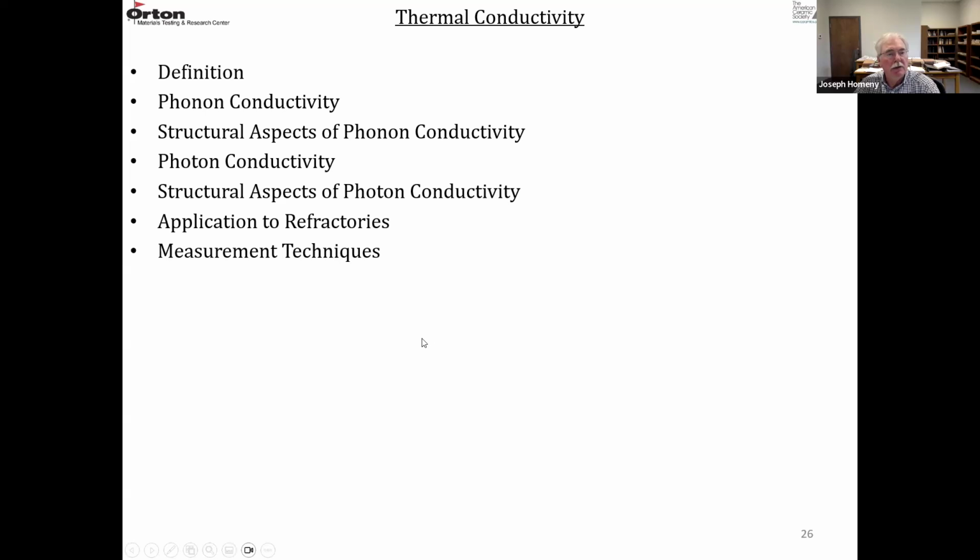For thermal conductivity, we'll define thermal conductivity, and there are two types of conductivity we have to talk about: phonon conductivity, which is lattice vibrations, and photon conductivity, which is radiation thermal conductivity. So we'll come up with equations for each one of these types of conductivity mechanisms. And then we'll look at how the structure affects either one of these. And then we'll consider some refractory materials and how these are measured. Usually a water calorimeter or a hot wire technique. So we'll go over those two techniques.